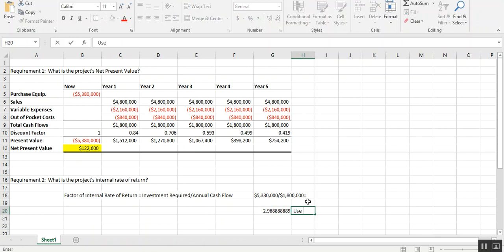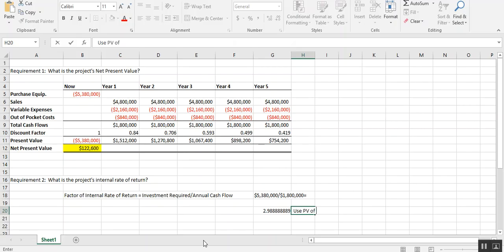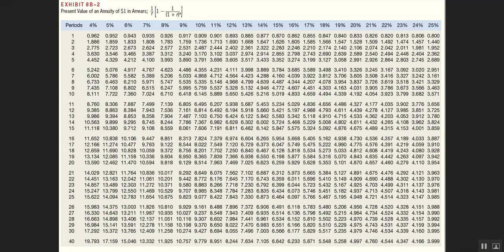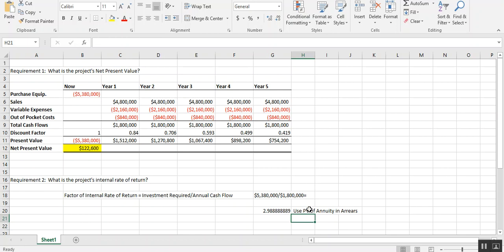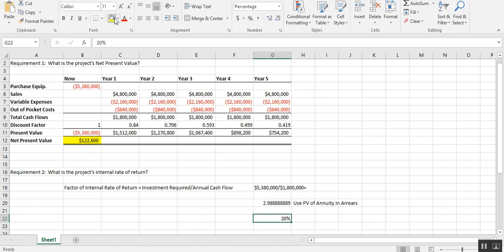We're going to use the, what do they call that? Present value of an annuity in arrears. Value of annuity. Did I spell that right? Yeah. All right, so we're going to use the present value of annuity in arrears to find the approximate percentage of the internal rate of return, and we'll find that that is 20%. So there's our 20%. And that is the answer to requirement 2.